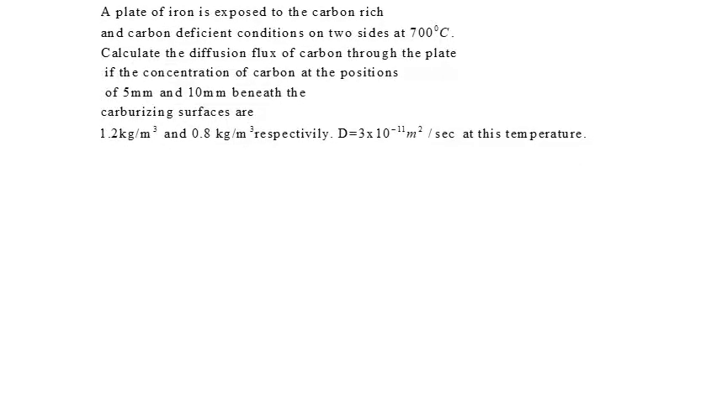Here, a plate of iron is exposed to carbon rich and carbon deficient conditions on two sides at 700 degrees Celsius. That means a plate will have one point where the concentration is 0 and another point where the concentration is a little bit high. Calculate the diffusion flux, which is nothing but J, through the plate. Remember, J is equal to minus D dc by dx.